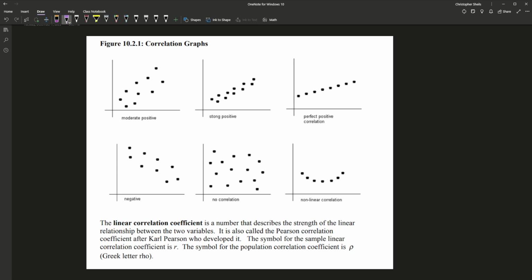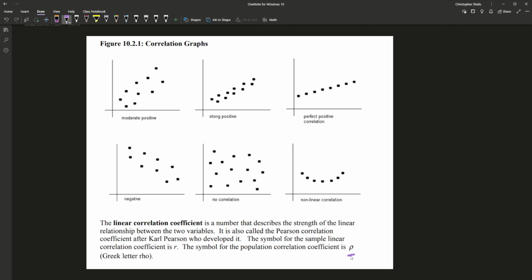We also need to find something called the linear correlation coefficient to describe the strength of this linear relationship between these two variables. This is also called the Pearson correlation coefficient, after Carl Pearson, who developed this. The symbol for the sample linear correlation coefficient is a lowercase r. The symbol for the population correlation coefficient is rho.